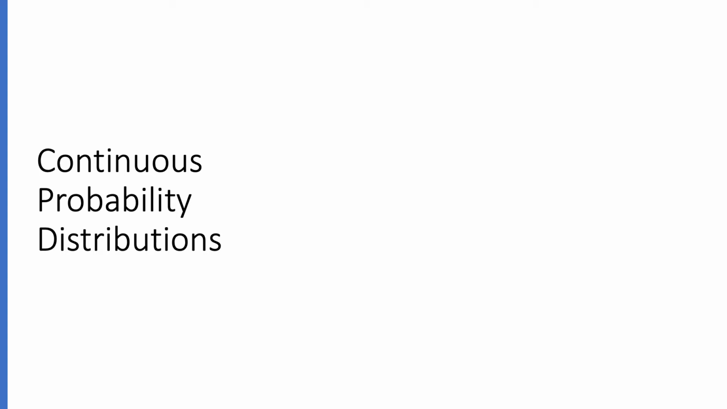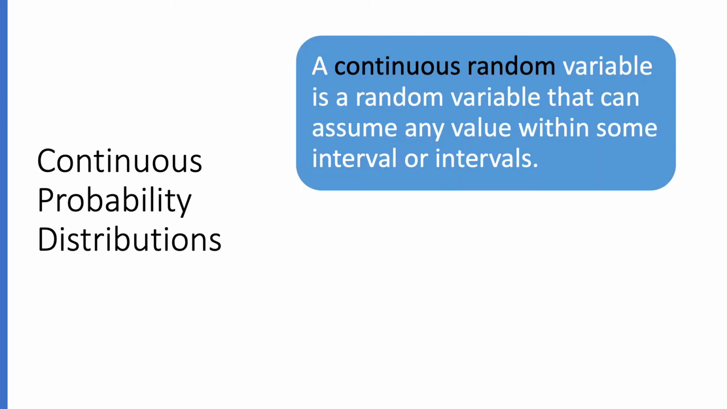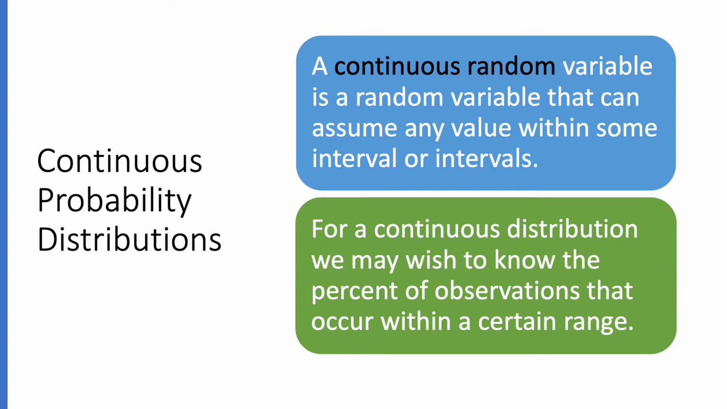Continuous probability distributions. A continuous random variable is a random variable that can assume any value within some interval or intervals. For a continuous random variable, we may wish to know the percent of observations that occur within a certain range.